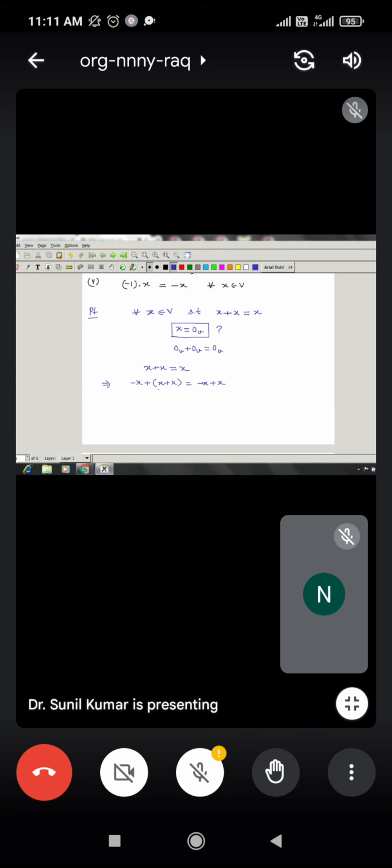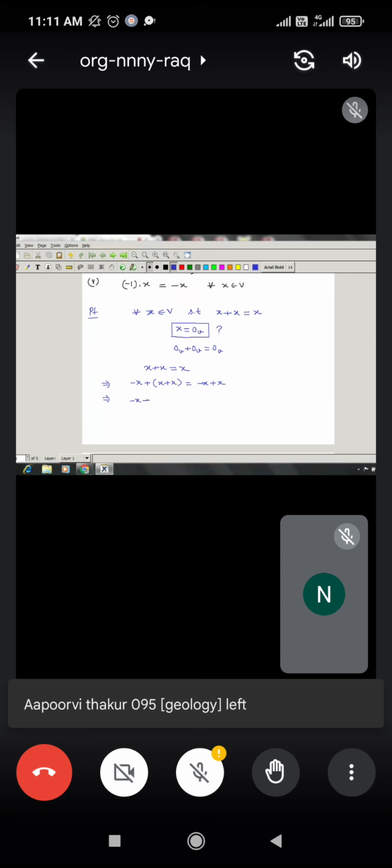Now, what is the next step? Quickly, don't take too much time. This is simple algebra. x equal to 0v. How can we write? 0v plus x is equal to. Where do we get 0v, sir? Using the associativity property under addition. Yes, by using associativity, we can write this as minus x plus x plus x.